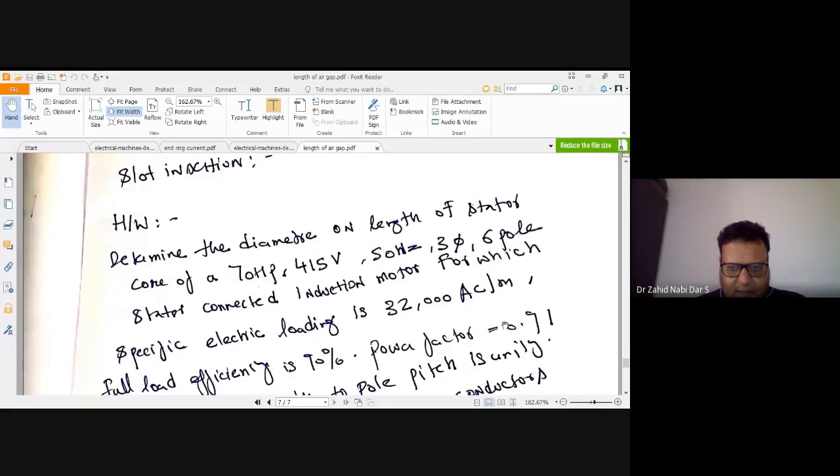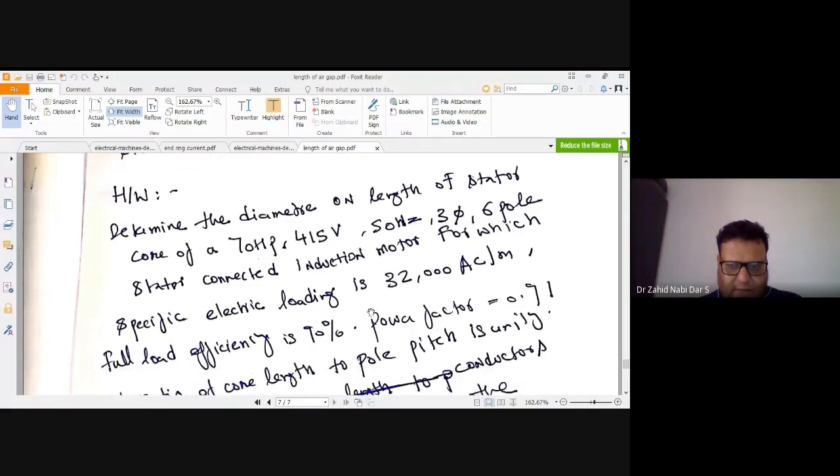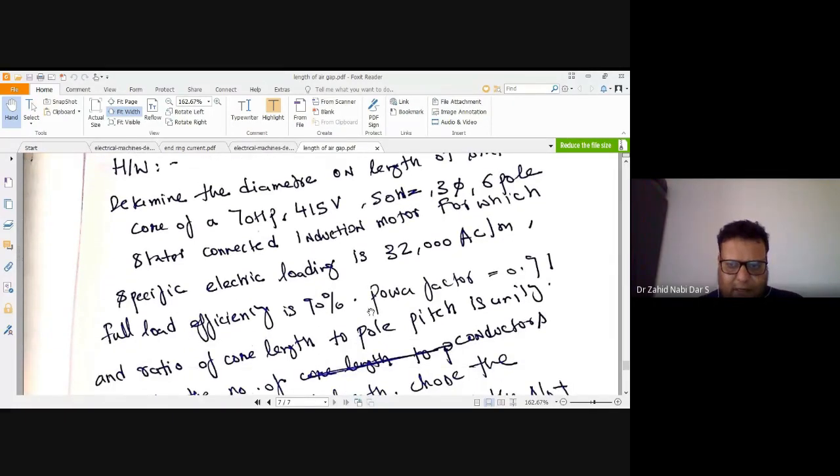See, determine the diameter or length of stator core of a 70 HP, 415 volt, 50 hertz, 3-phase, 6-pole star connected induction motor for which specific electrical loading is 32,000 ampere conductor. Full load efficiency is 90%. Power factor is okay.